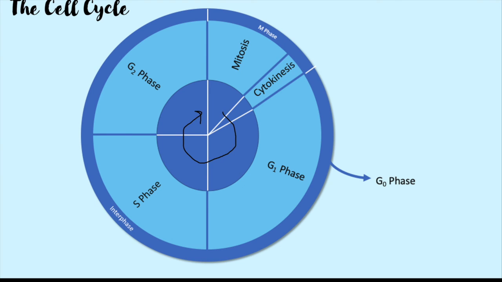Well, there you have it. That was the cell cycle. Interphase with G1, S, G2, and M phase with mitosis and cytokinesis.